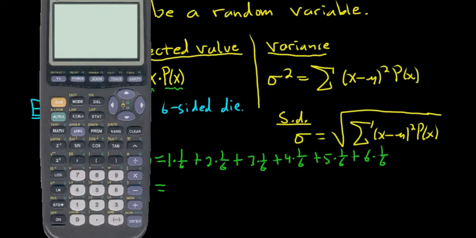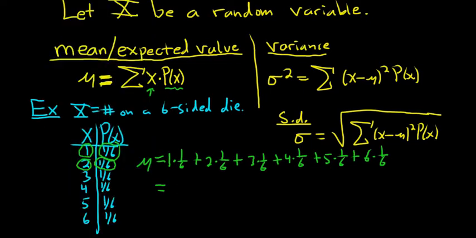I actually have it memorized, I think. We'll find out. So 1 over 6 plus 2 times 1 over 6, plus 3 times, probably a shorter way to do this, yep, there is, but it's too late, 4 times 1 over 6, plus 5 times 1 over 6, plus 6 times 1 over 6. Okay, enter. So 3.5, yep. So 3.5 is the mean of the random variable, and we're saying the random variable is the number that we get when we roll the six-sided die. So what in the world does this mean?